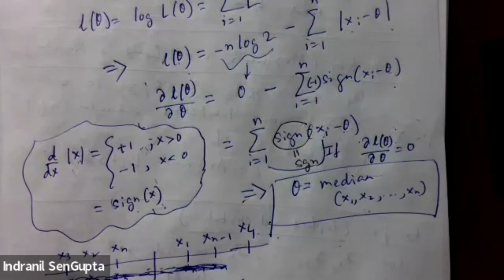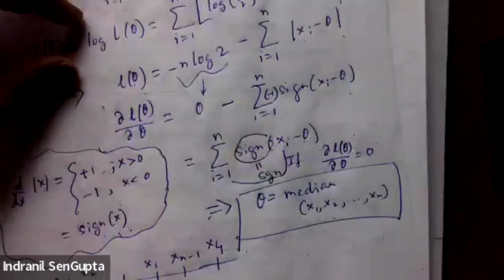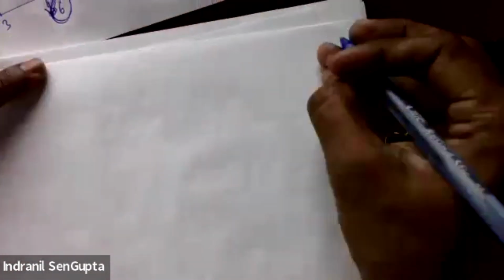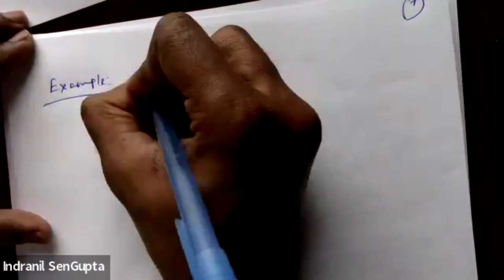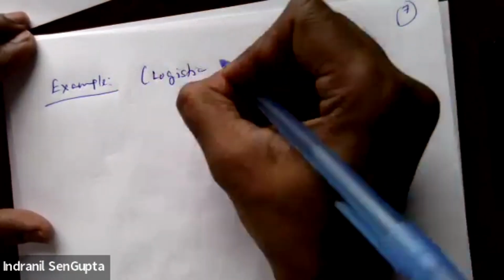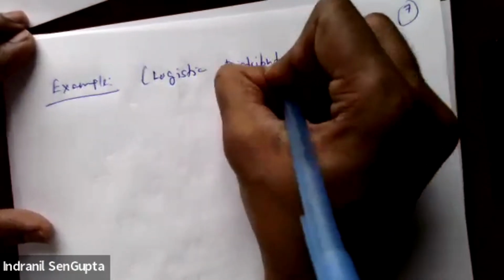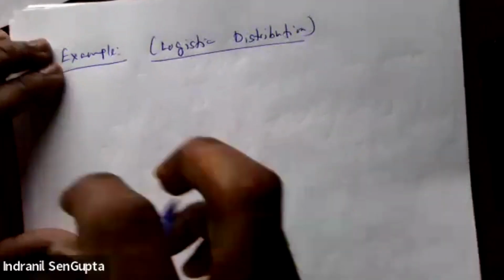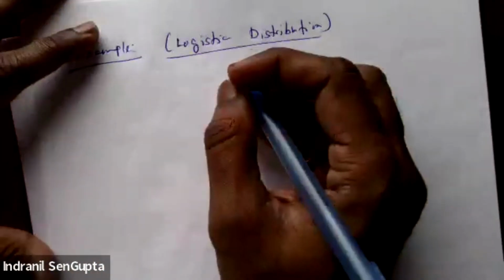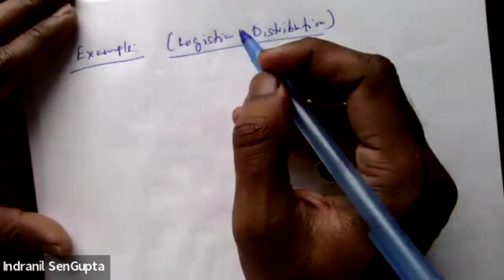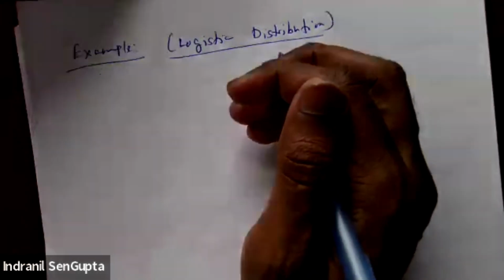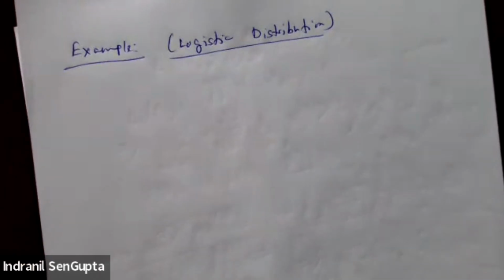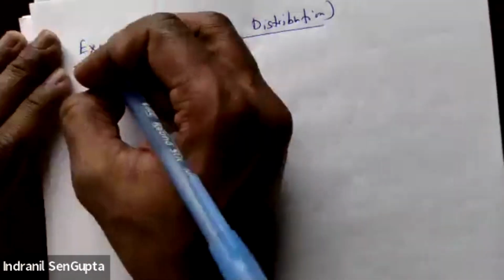Okay, so let's continue with another example, this one, which is for the logistic distribution. Now these are very similar to what we have done earlier, like when we found the maximum likelihood estimators for various cases. So these are some sub-examples of what we have already done. This will be useful for the next classes.